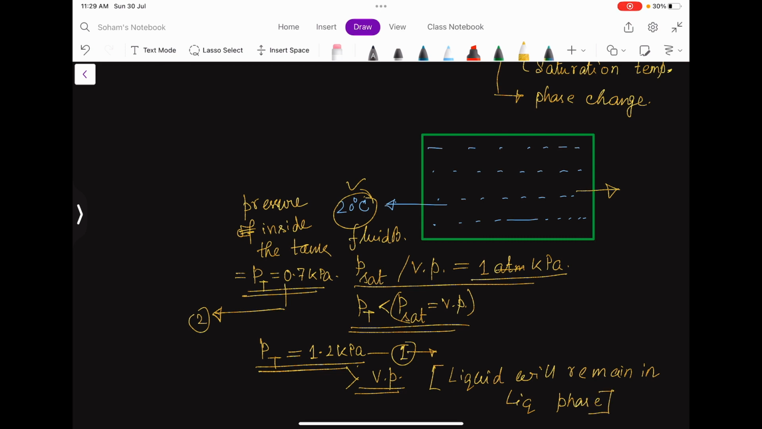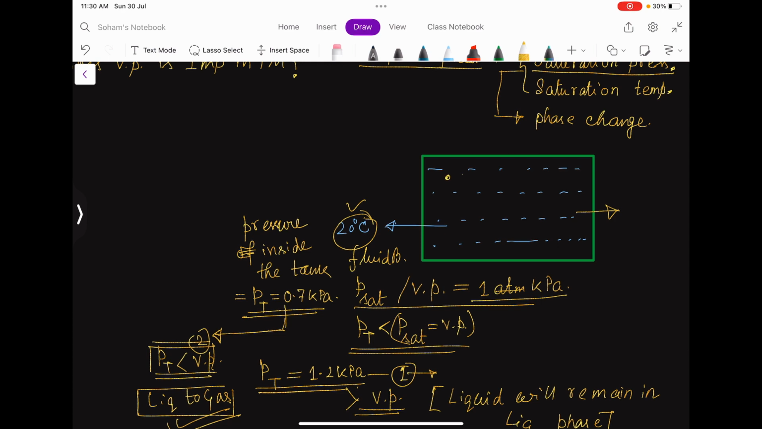But if this is case 2, that is, the tank pressure is less than the vapor pressure, then to make the pressure go up, the phase change from liquid to gas has to occur. Then there will be some vapor phase, and that vapor phase will create some bubbles. Inside these bubbles I have the vapor phase, and outside I have the liquid phase. So now I have some bubbles.